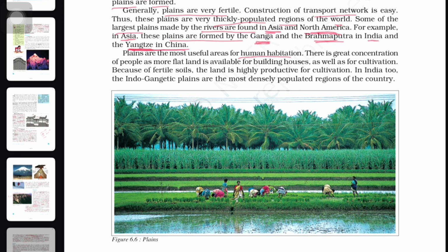There is a great concentration of people as more flat land is available for building houses as well as for cultivation because of fertile soil. The land is highly productive for cultivation. In India too, the Indo-Gangetic plain is the most densely populated region in the country.